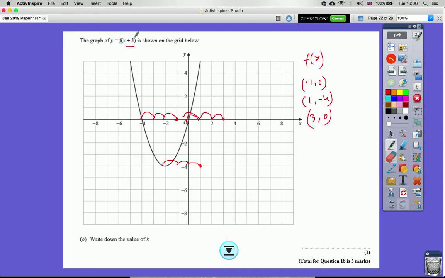That means the value of k is 3, because if you add 3, f of x plus 3 within the brackets, that is going to be a translation of the graph 3 units to the left. If it's plus 3, it will go 3 units to the left. If it's minus 3, it will go 3 units to the right. So the value of k is 3. Alright, so that was the transformation of the graph question.